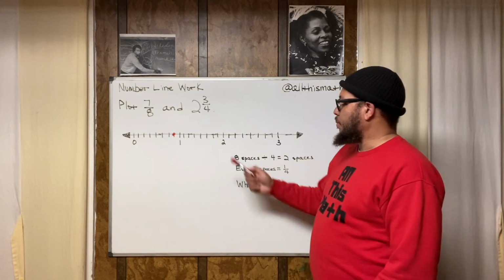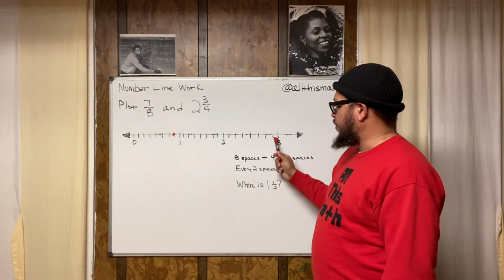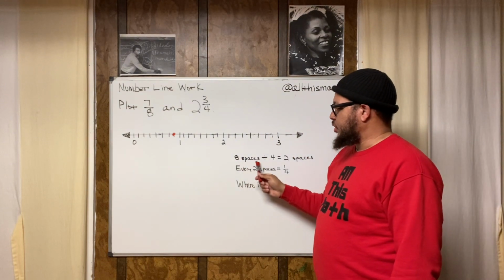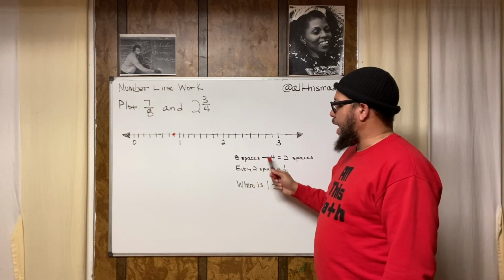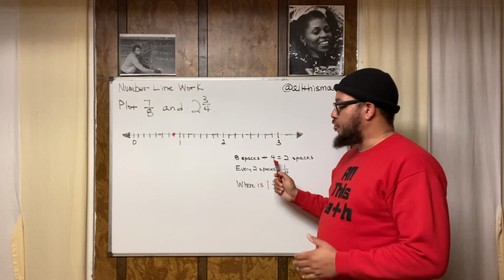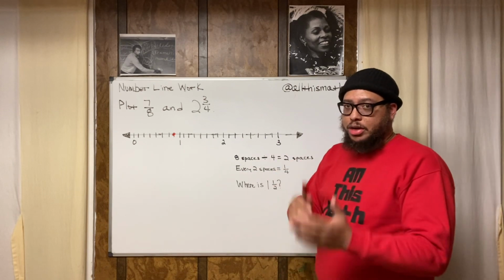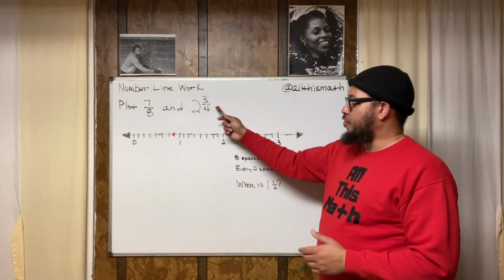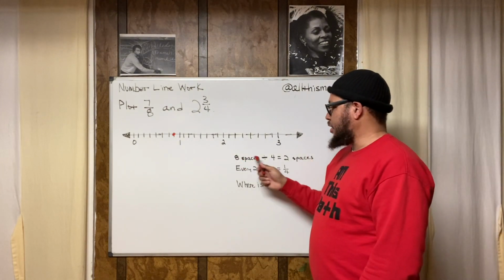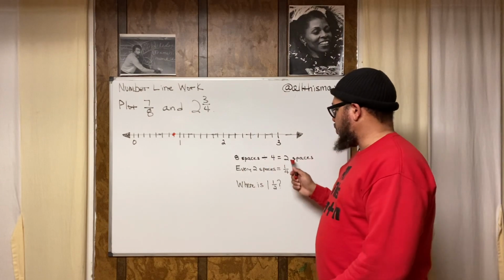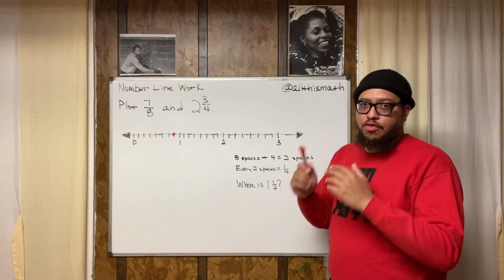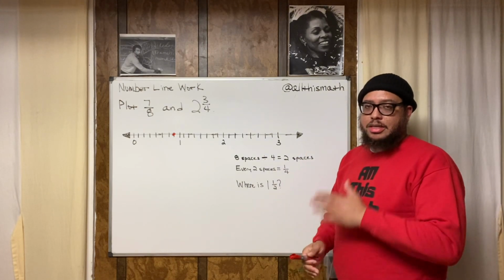All right. So this is broken down into eighths, but I need to get into fourths. So this is what you do. You got 8 spaces, right? You divide that by your denominator, because what you're trying to do is break these 8 spaces down into 4 equal spaces. So the way you do that is division. You do 8 divided by 4, and 8 divided by 4 is 2, which means every 2 spaces is a fourth.